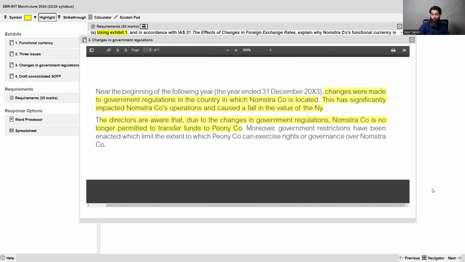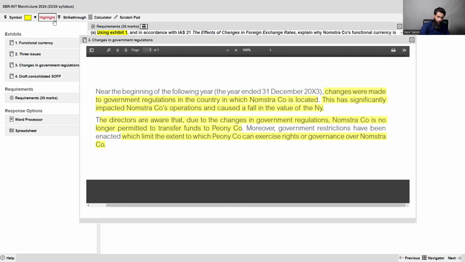So you need to read the question further. It says that moreover, government restrictions have been enacted which limit the extent to which Peony company can exercise rights or governance over Nomstra company. Now, what do you guys say? The restrictions that have been enacted by an act of law have limited the extent to which Peony company can actually exercise their role in governance of Nomstra company. Do we have control still?